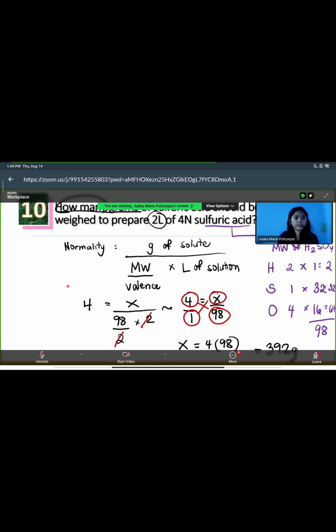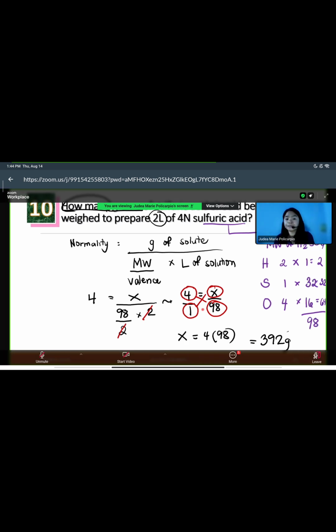Okay, but let's try to put out some sort of calculator. 4 times, okay, where's the times? 4 times 98. There, so it gave us 392. So therefore, to answer the question, how many grams of sulfuric acid would be needed to prepare 2 liters of the 4 normal sulfuric acid? To prepare 2 liters of a 4 normal solution, you will have to use 392 grams.